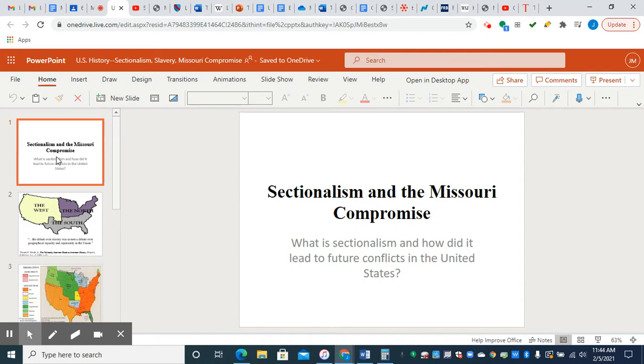Because Missouri threw off the balance. And so it was a big deal. And we'll see how that played into what the compromise was that they were able to come up with, that I don't know if it avoided civil war fully for the time, but there was a major crisis within the country over this issue of Missouri joining the Union.